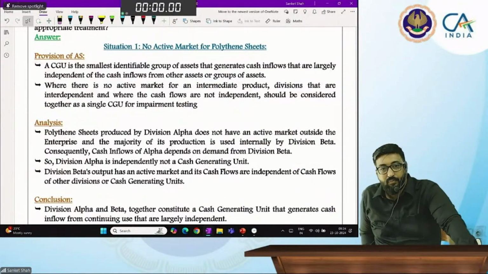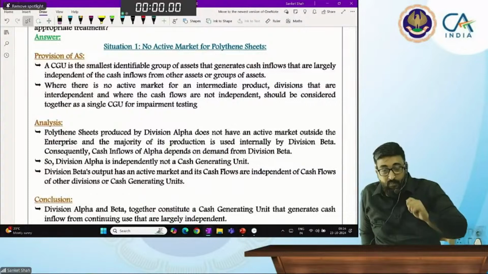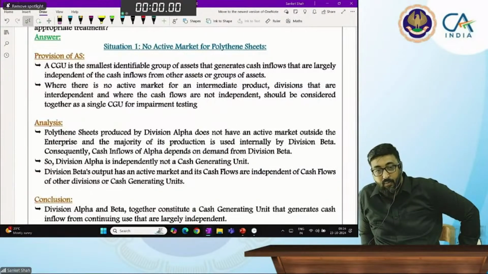Next. Where there is no active market for an intermediate product, divisions that are independent and where the cash flows are not independent should be considered together as a single CGU for impairment testing. Okay. Got the concept? Yes, sir. First case analysis.